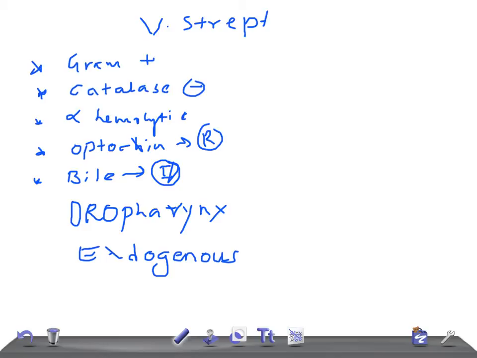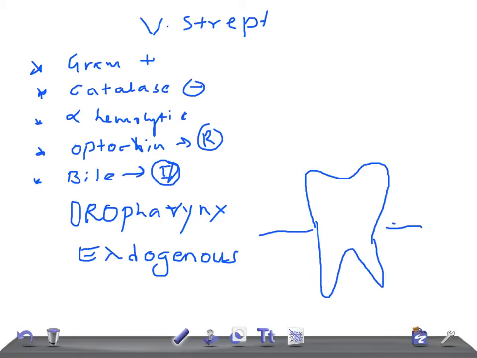If this is a tooth, I'm not sure whether I'm able to draw very clearly or not. Oh, that's good. And this is one of your teeth, and you didn't brush the tooth properly. Now what happens? This bacteria forms a thin layer over the caries. That's known as dextran biofilm.